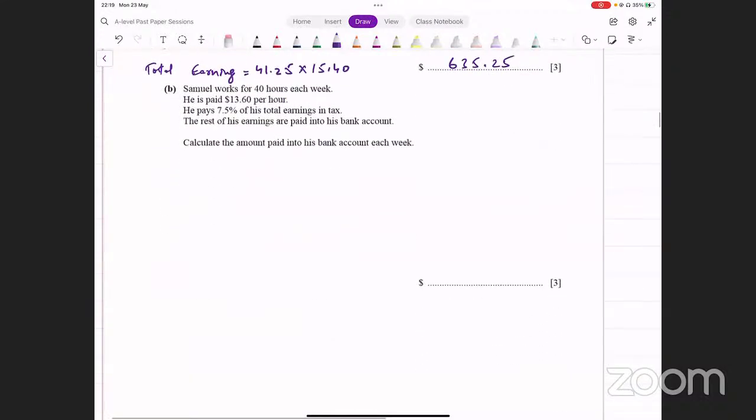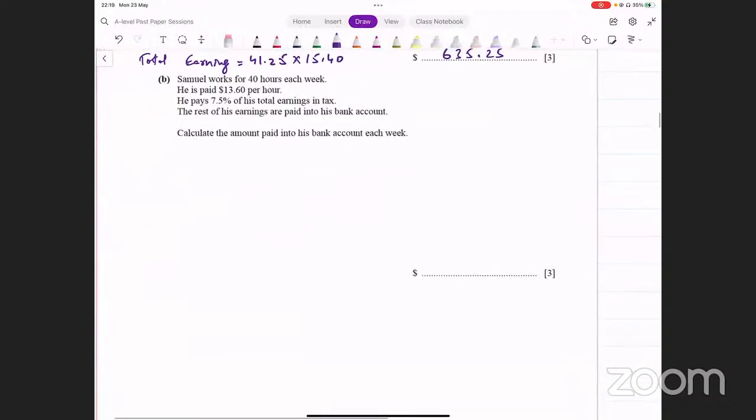Let's look at part B. It says Samuel works for 40 hours each week. He is paid $13.6 per hour. So he's working 40 hours per week. $13.6 per hour उसको मिल रहा है. He pays 7.5% of his total earnings in tax. Okay, 7.5% tax में चला गया. The rest of his earnings are paid into his bank account. Calculate the amount paid into his bank account each week.